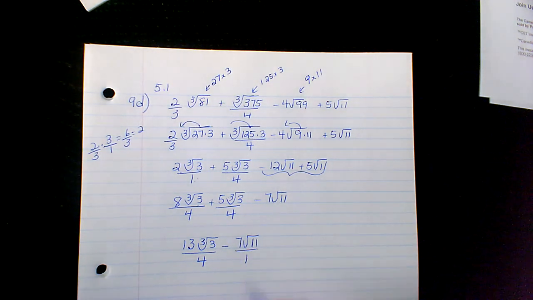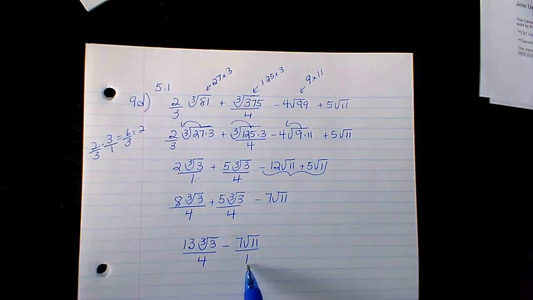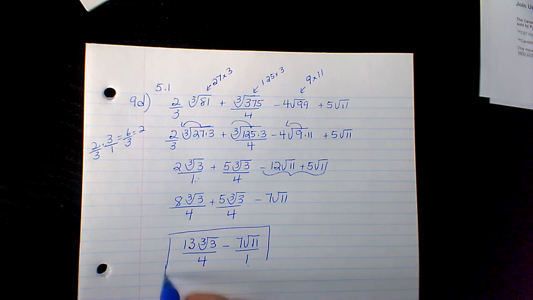And if you want to, you can make that over 1. There's no sense changing this to the same denominators because you see how your radicals are different. You wouldn't be able to add them anyway. So that will be your answer.